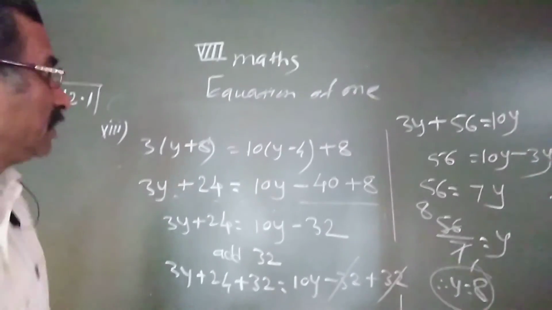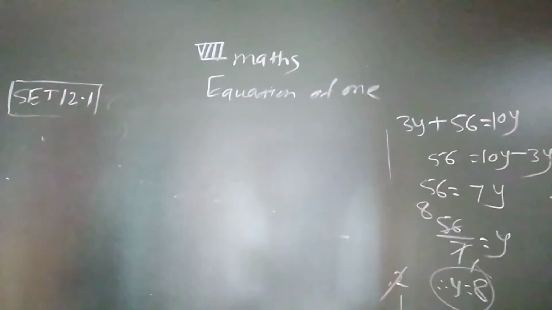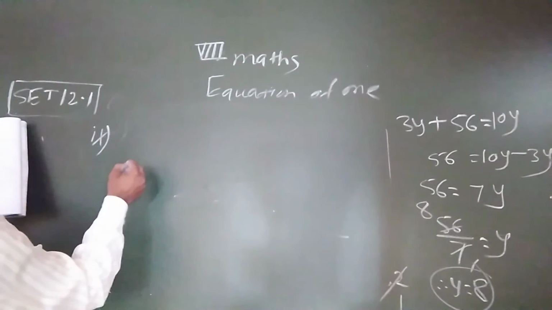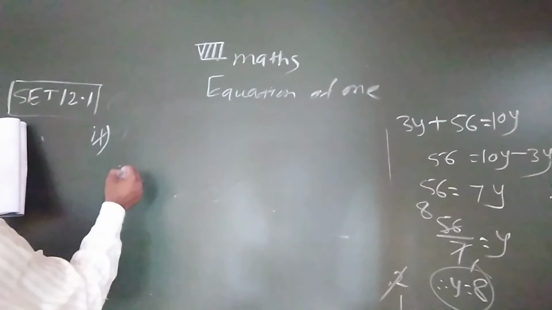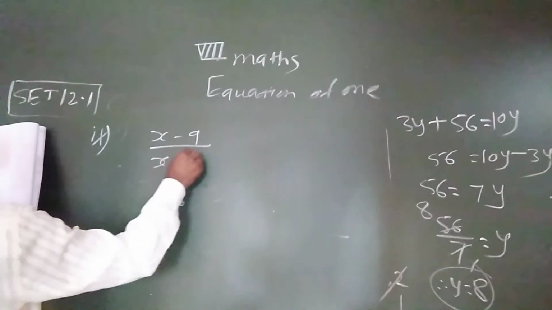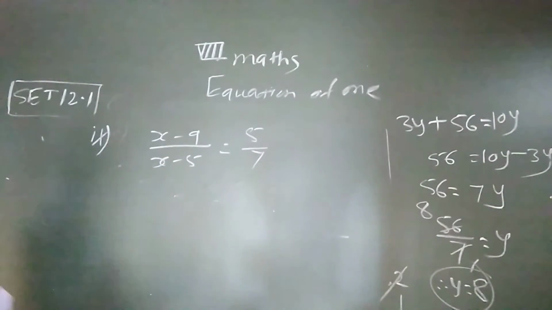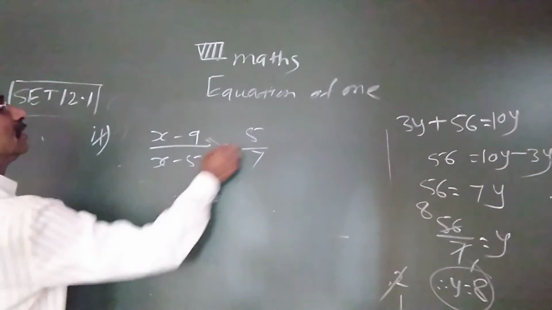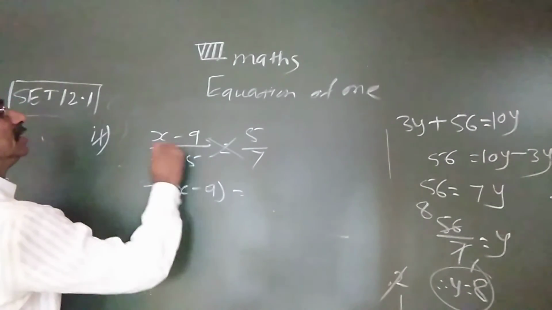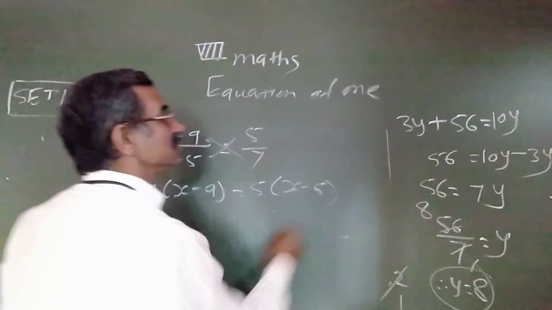Then we are solving the next, the 9th sum. I write here the 9th sum. The given equation is x minus 9 divided by x minus 5 is equal to 5 upon 7. In this type of example, we take the cross multiplication of the terms, with 7 in bracket x minus 9. Here we are making the bracket because there are 2 terms, and 5 with the bracket x minus 5.